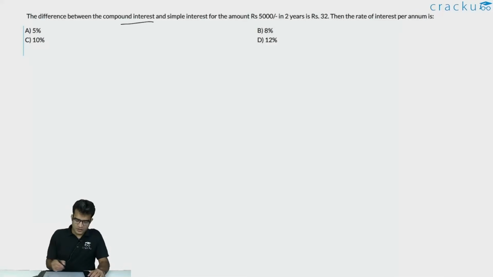In this question, we are told that the difference between compound interest and simple interest for the amount 5,000 in 2 years is rupees 32. We are required to calculate the rate of interest per annum.